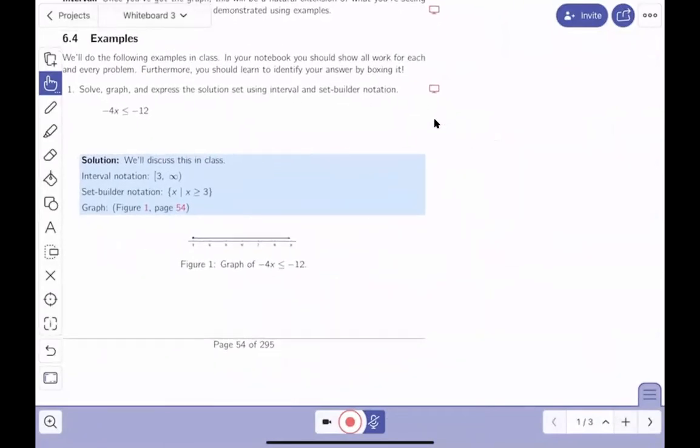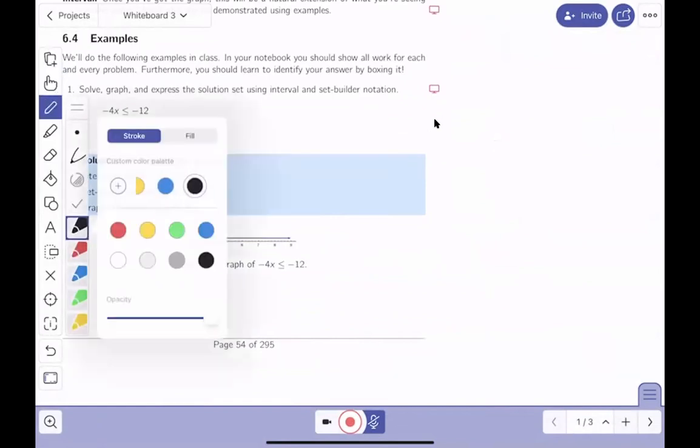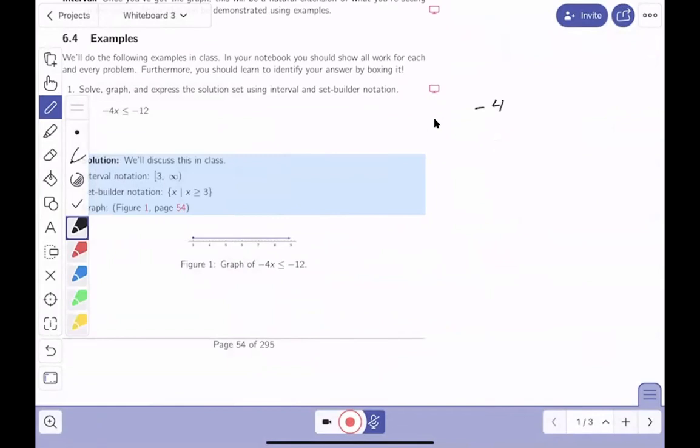Now, if I'm looking at this over here, reading it says solve, graph, and express the solution using set builder and intervals. So on the side, I'll write the problem down for you. Minus 4x, and if you were going to read that, that's less than or equal to minus 12. What I'm going to do is divide both sides by the variable's numerical coefficient, which is minus 4. There's two sides to this inequality, so divide both sides by minus 4.